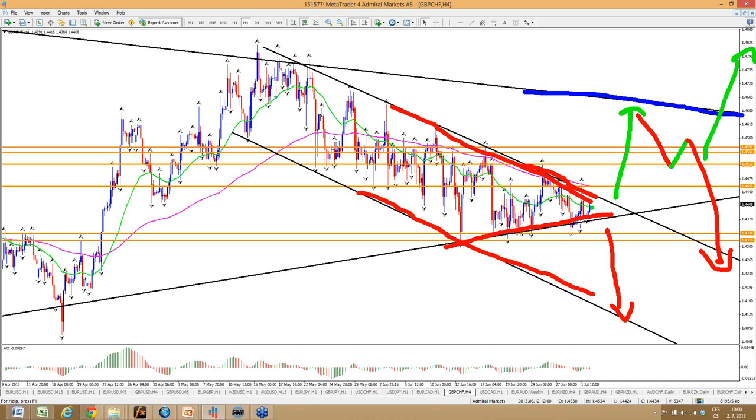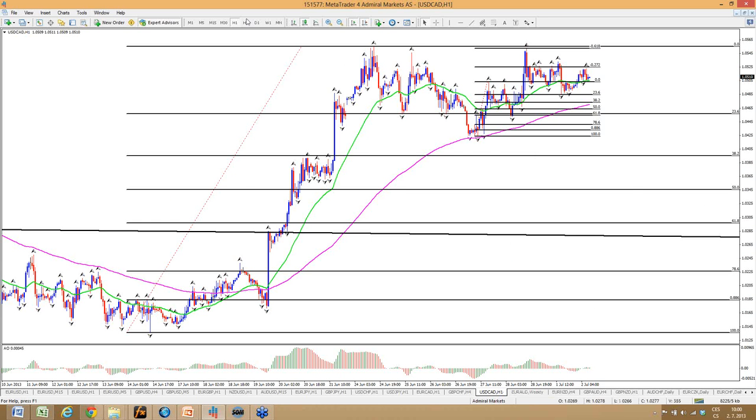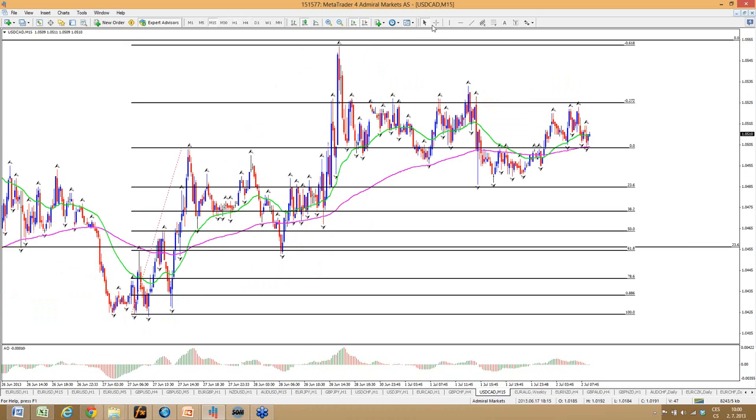But it's still stuck, and the space is getting very small. You can see there's only a very small space here left. So still on the sidelines for that. Dollar CAD might have a trend line there. Let's see. Something like that.